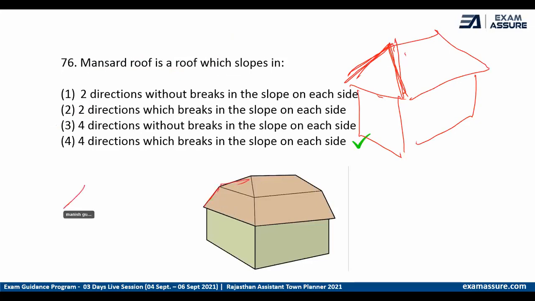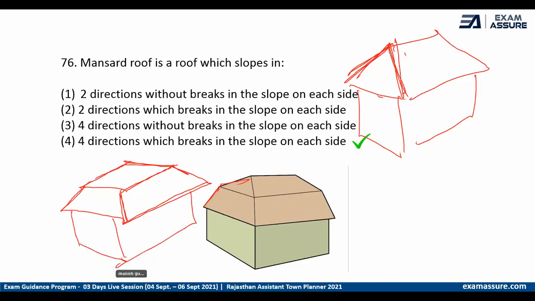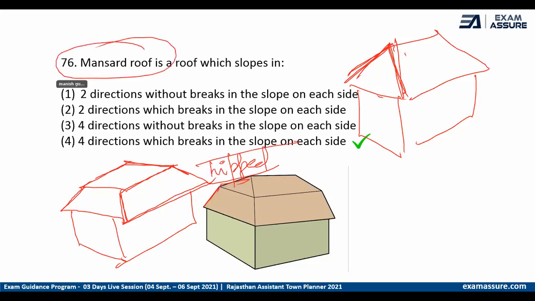Then you have heard of the hipped roof. Hipped roof is, if you draw in Revit Architecture, we have seen a four-way roof. This is the hipped roof. A question has come in the GATE exam about the hipped roof. So in this, they have asked about the mansard roof. Four directions which break into slope on each side.